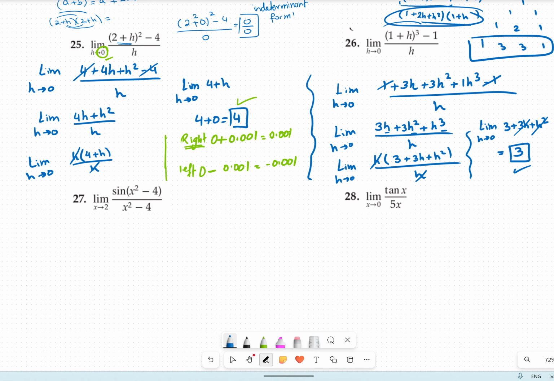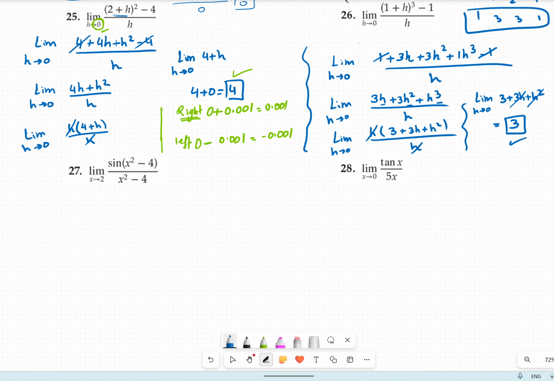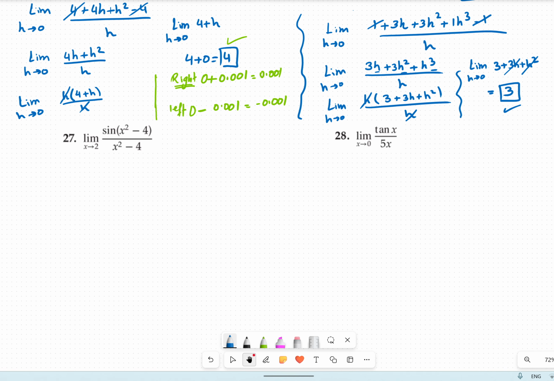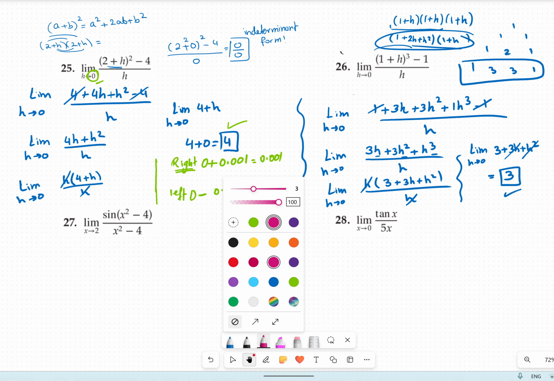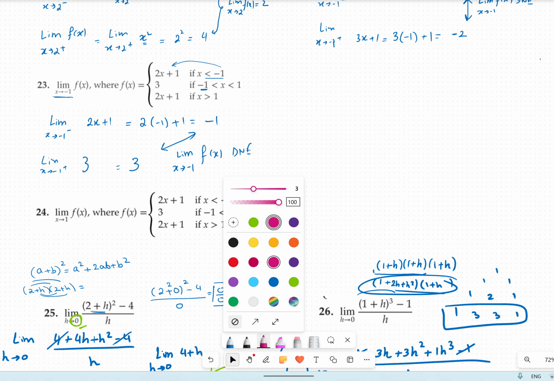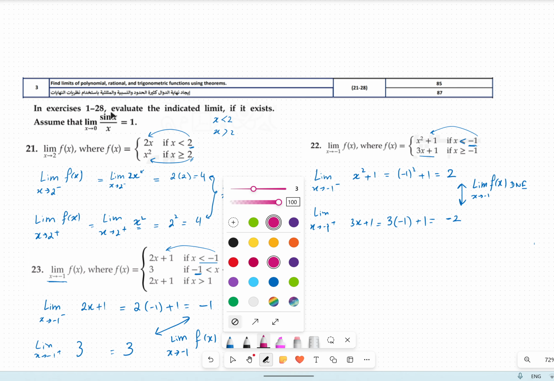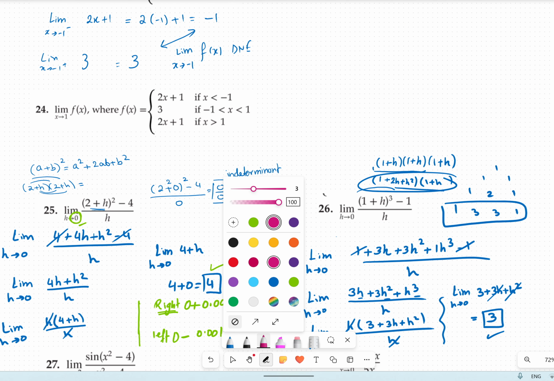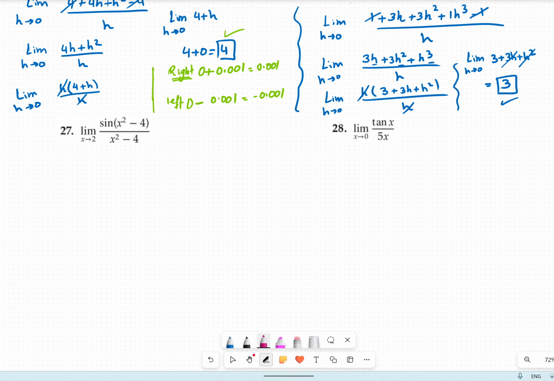Okay, now I continue. I see that we have the limit of sine x squared minus 4 over x squared minus 4. Now over here there is a famous limit that you need to be aware of. And actually in the question, they did remind us of it. If you go back to the first here, they said assume that the limit of sine x over x as x approaches 0 is 1. So we are going to use this one over here. So I'm going to say limit of sine x over x as x approaches 0 to be 1.